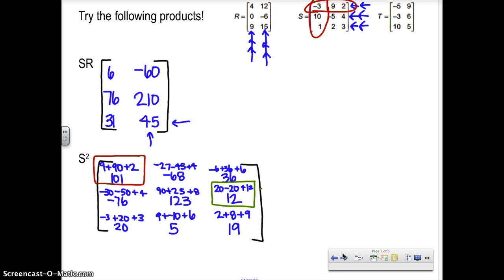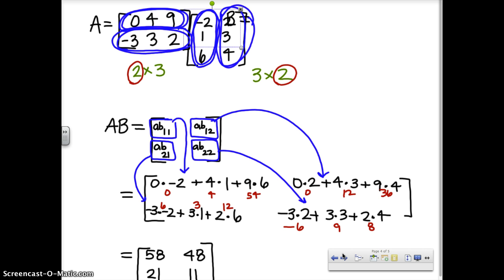We are living in the second row, third column. Second row of S, third column of S. 2 times 10, negative 5 times 4, 4 times 3. Okay? So walk it off, maybe trace it with your finger, whatever you have to do. Couple things to keep in mind. First of all, the dimensions matter. We went and practiced what are the dimensions. Is it going to work? Is it not going to work?